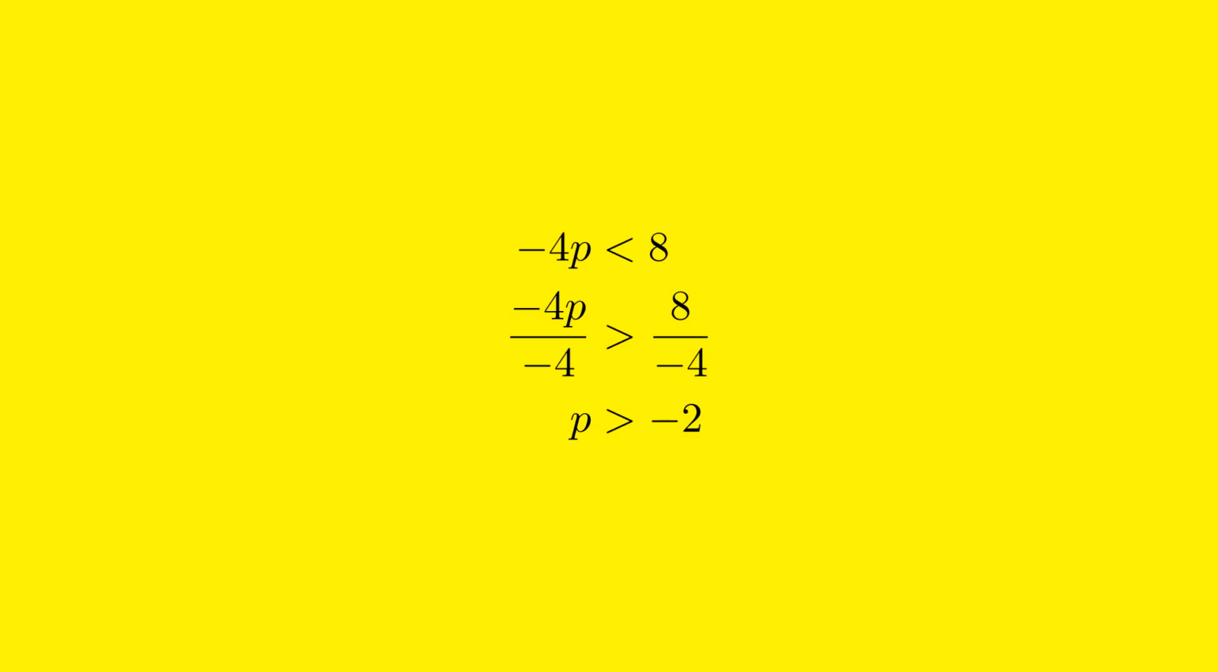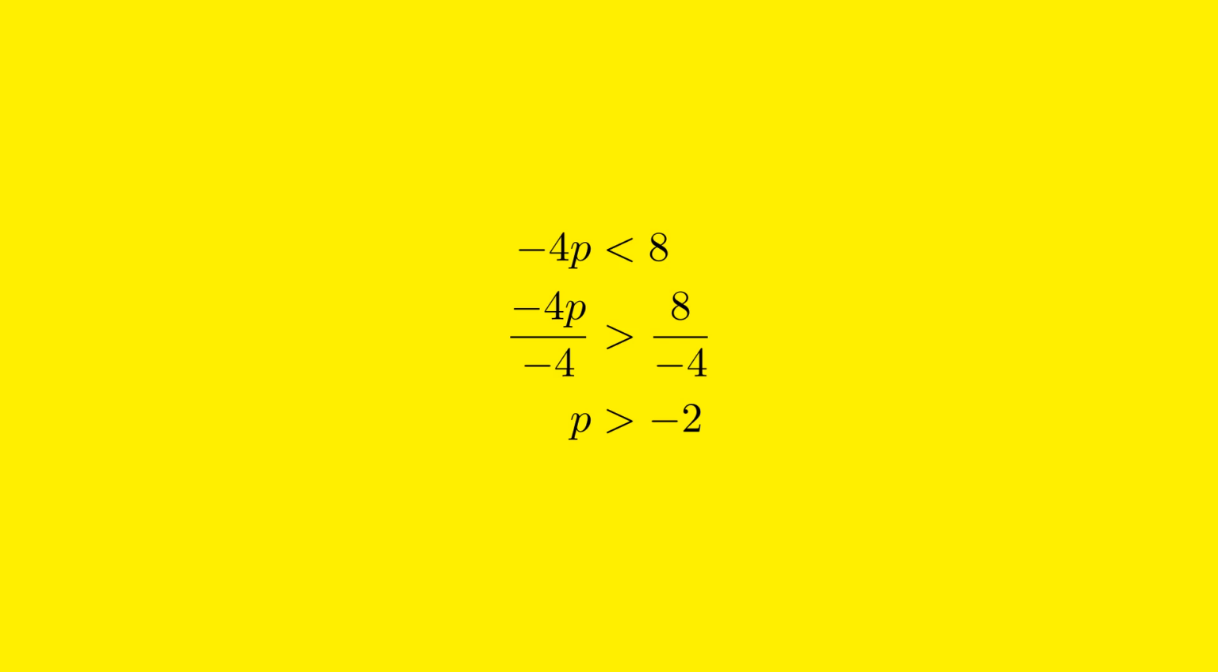Step 2. Now that we have the inequality minus 4p is less than 8, we need to isolate the variable p. To do this, we will divide both sides of the inequality by minus 4, which is the coefficient of p. When dividing or multiplying both sides of an inequality by a negative number, it is crucial to remember that the direction of the inequality sign must be reversed.